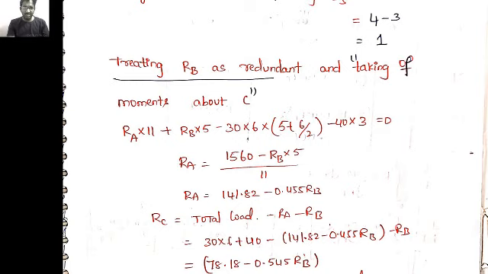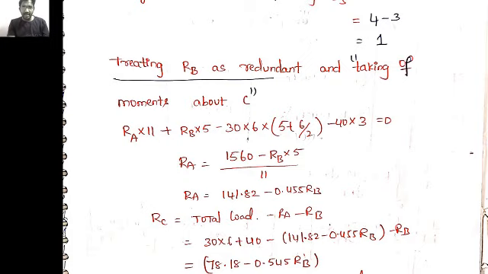Actually the step is RA plus RB plus RC is equal to the total loads acting on a structure. But I am separating RC, so the plus summation becomes minus when it shifts to the RHS. That's why here it is minus RB minus RA. Okay, what are the total loads acting on the beam? 30 into 6 plus 40.